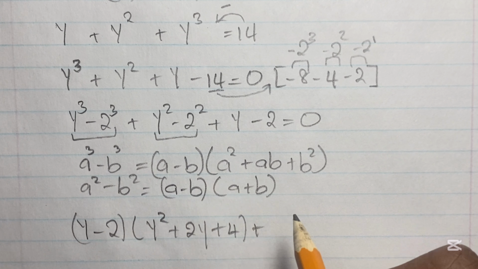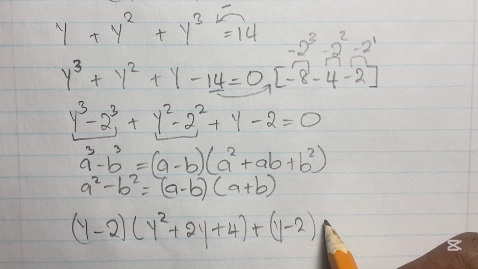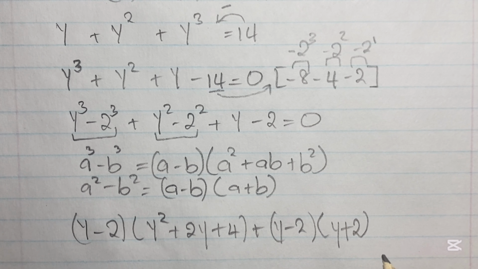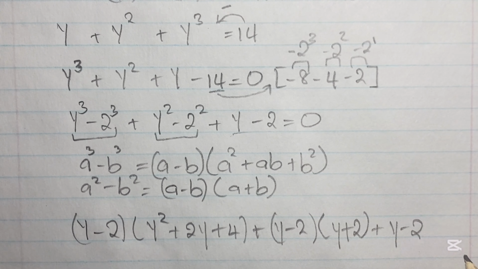So we'll have this expanded here. So we'll have y minus 2 in the first pair of brackets, and in the second pair of brackets we'll have y plus 2, and that will be added to y minus 2, and that's all equal to 0.